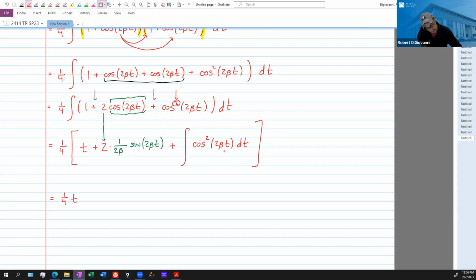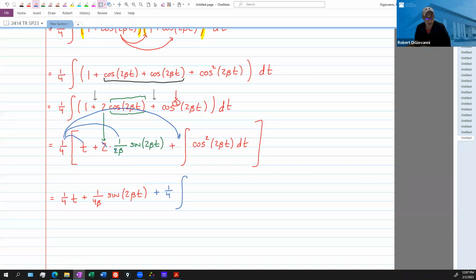1/4 t. And then on this one, the 2 and the 2 cancel. And I'm also distributing 1/4 through. So I have plus 1 over 4 beta, right, the 2's went away. So I just had 1 over beta, but then I multiplied times 1/4. So I get 1 over 4 beta sine of 2 beta t. And then I also have to do the 1/4 to this integral. So I'll keep this in blue, plus 1/4 integral.